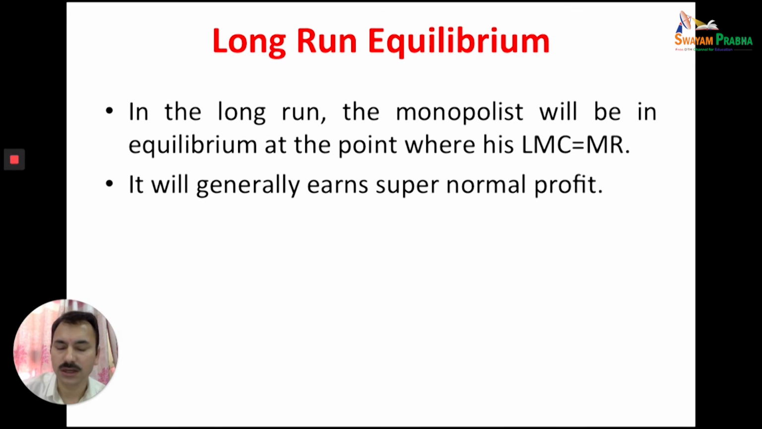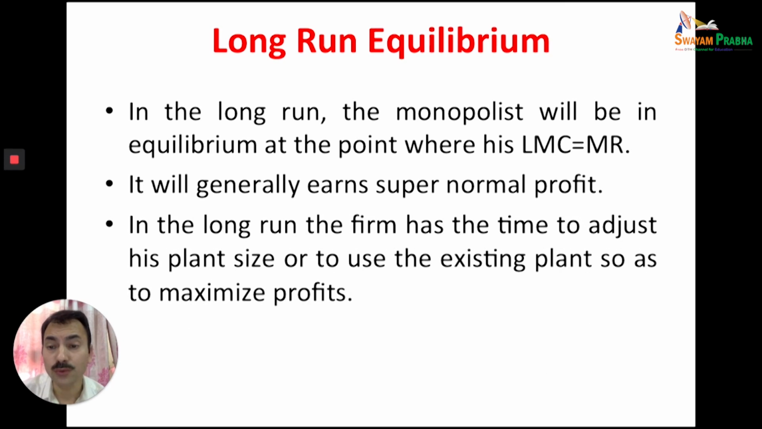This is very, very interesting and important. In the long run, the monopolist will earn supernormal profit, whereas in perfect competition, monopolistic competition and other markets, in the long run the producer earns only normal profit. In monopoly he will earn supernormal profit above the normal profit. Why? Because in the long run, the firm has time to adjust his plant size to use the existing plant so as to maximize the profit. He has the full capacity to change the factors of production as per the requirement.